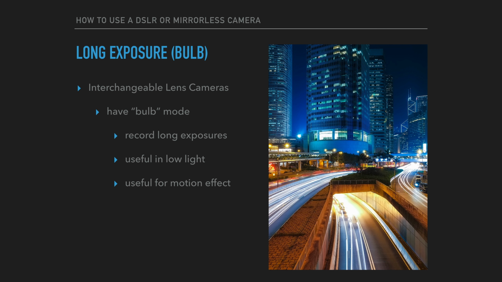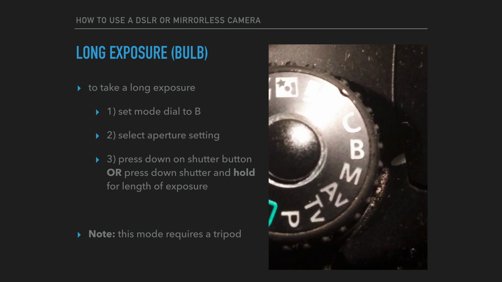To take a long exposure, there are only 3 steps. First, you have to set the mode dial to B. Second, select an appropriate aperture setting. Third, depending on your camera model, you will activate the mode in one of 2 ways. Either you will have to press down the shutter button once to activate the mode and once to stop the exposure, or you'll have to press down the shutter and hold it down as long as you want to expose the image. Note, you will need to use a tripod for this mode.